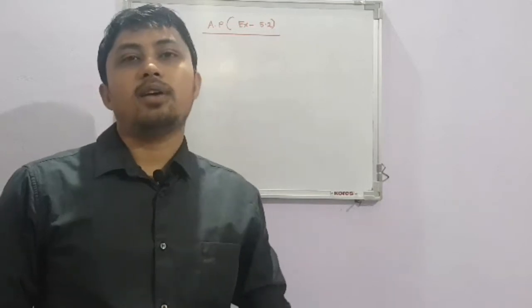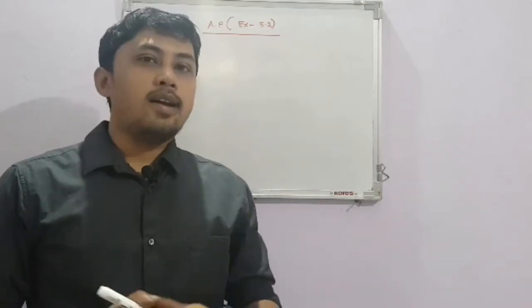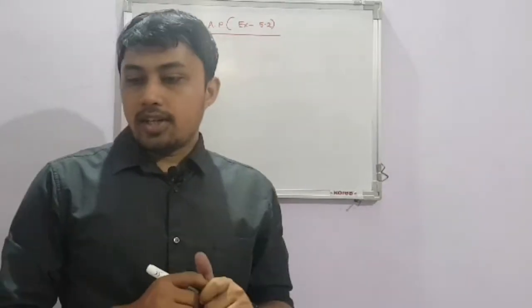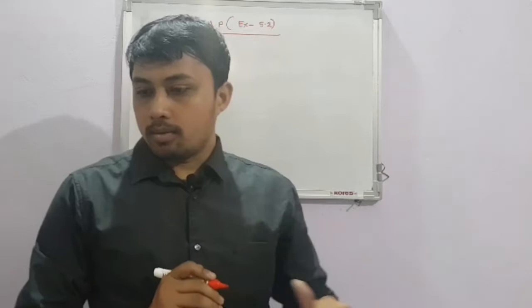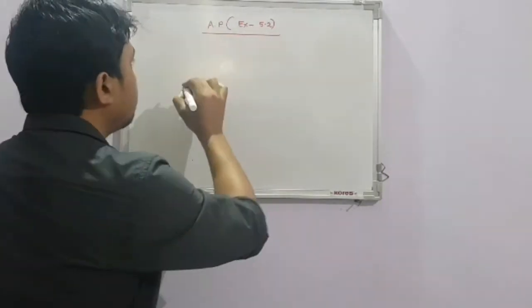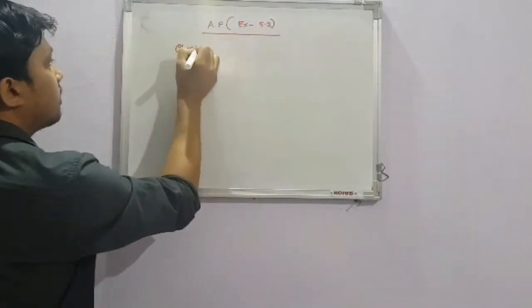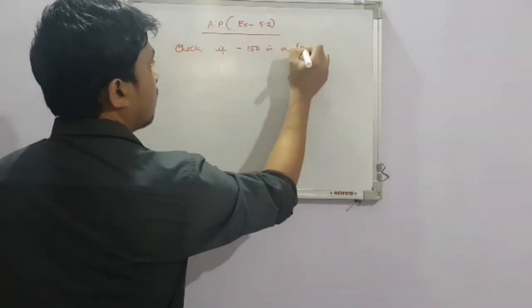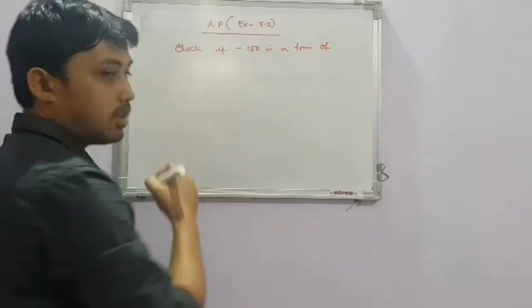Today I shall try to solve two to three questions, and I am going to deal with the important questions. The first question that I am taking is: check whether minus 150 is a term of the AP 11, 8, 5, 2. So the question goes like this: check if minus 150 is a term of the AP 11, 8, 5, 2, and so on.